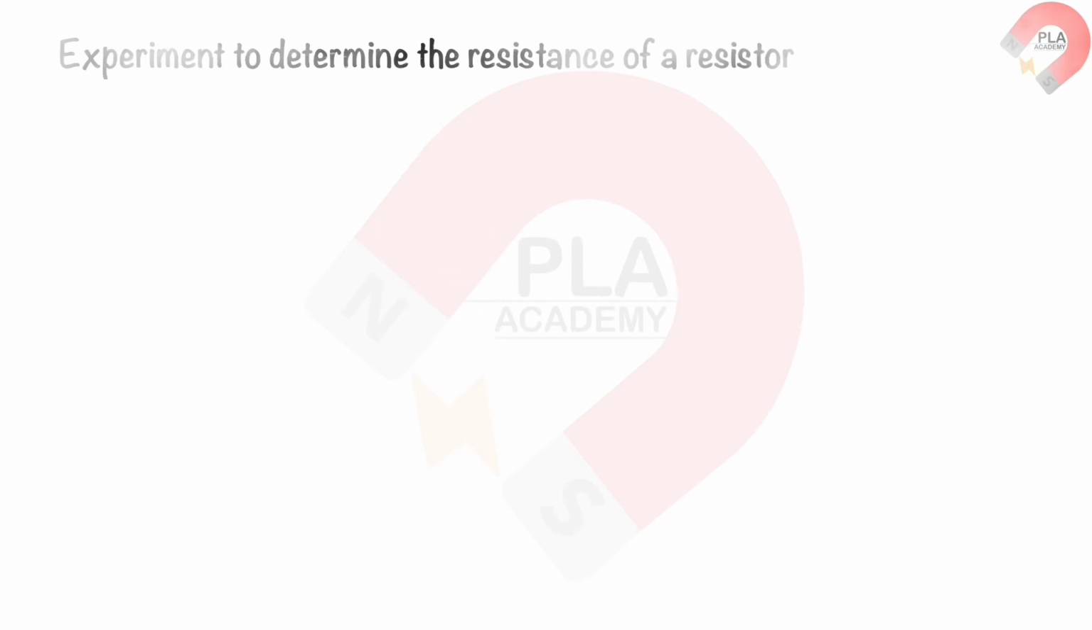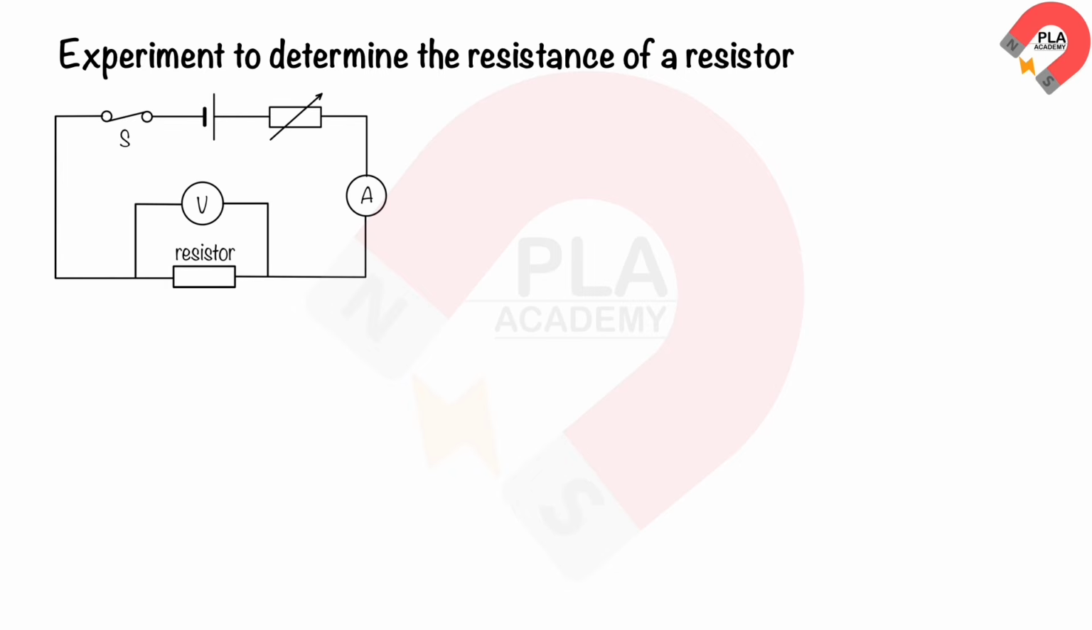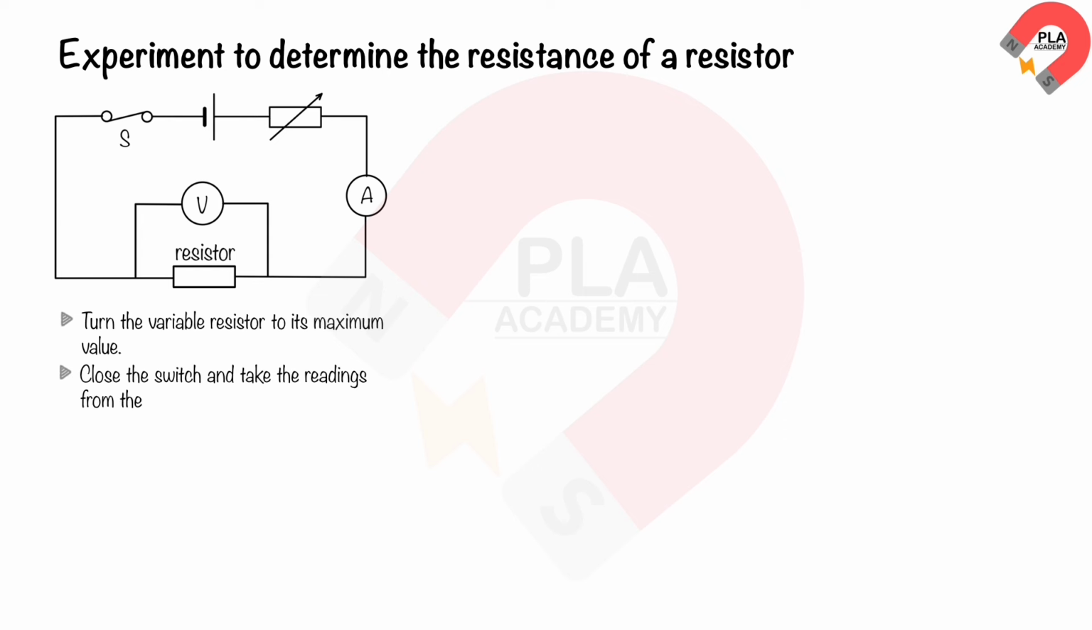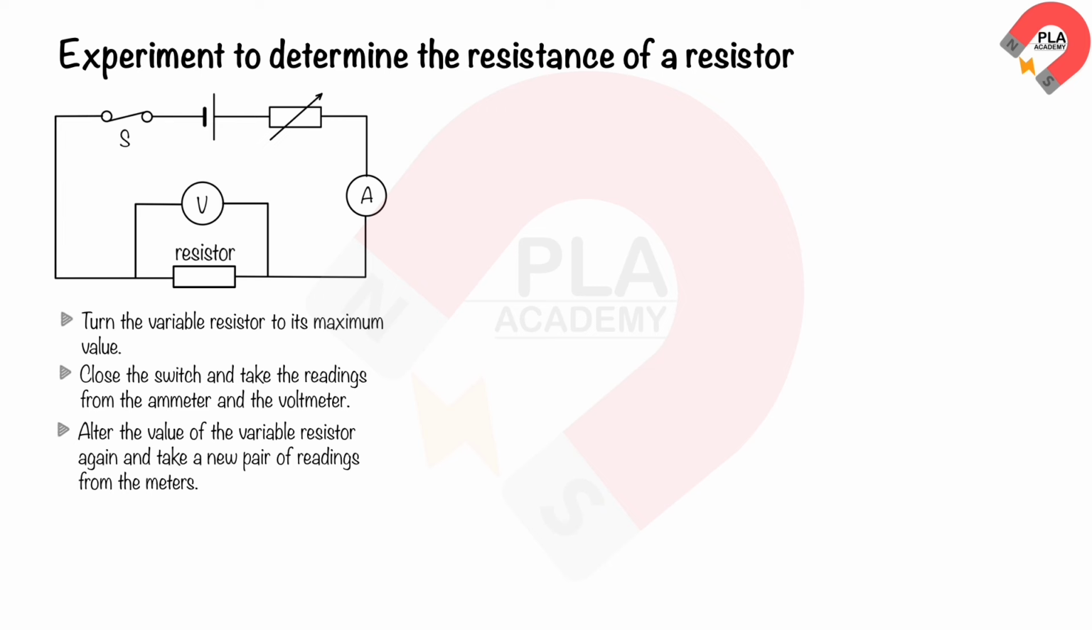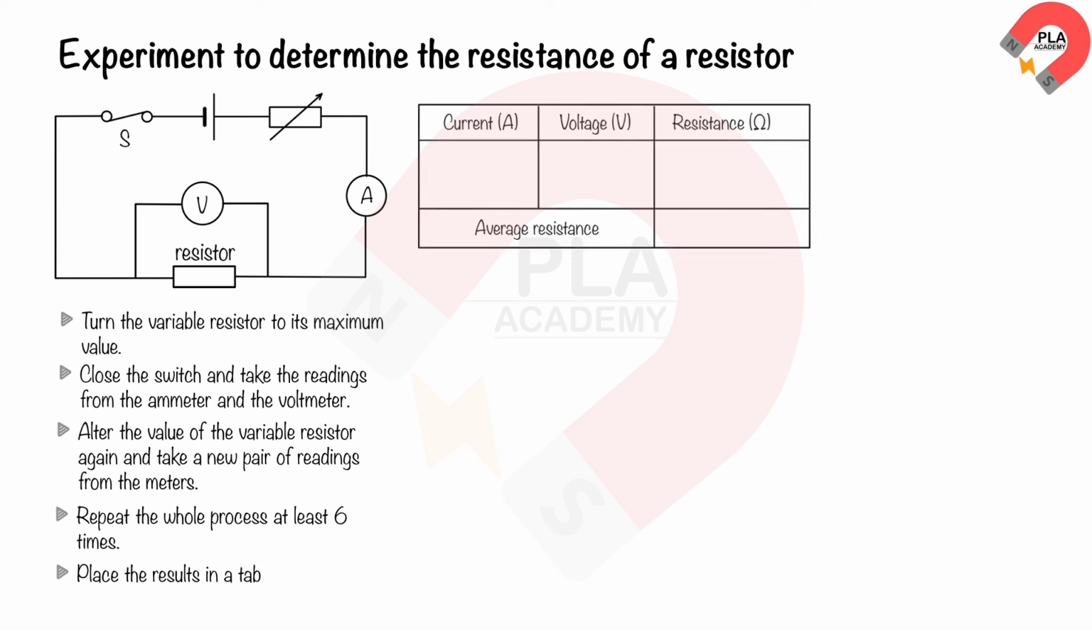An experiment to determine the resistance of a resistor using a voltmeter and an ammeter. Set up the circuit shown in the figure. Turn the variable resistor to its maximum value. Close the switch and take the readings from the ammeter and the voltmeter. Alter the value of the variable resistor again, and take a new pair of readings from the meters. Repeat the whole process at least 6 times. Place the results in a table.